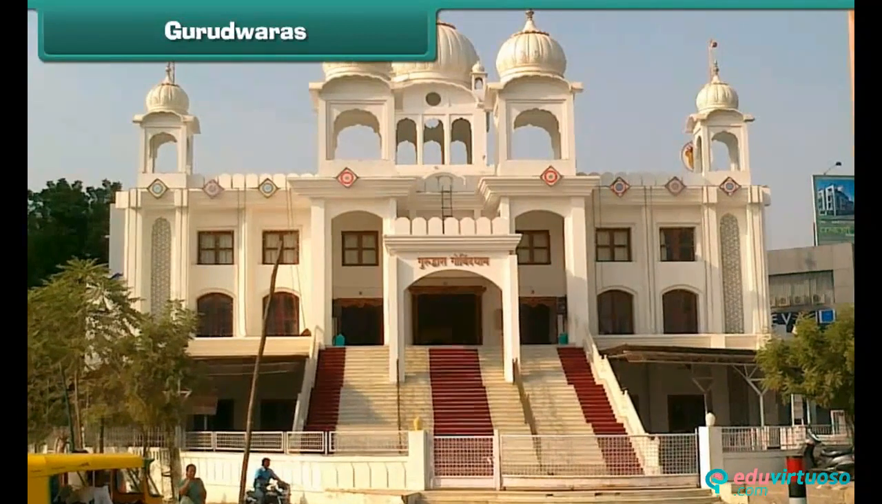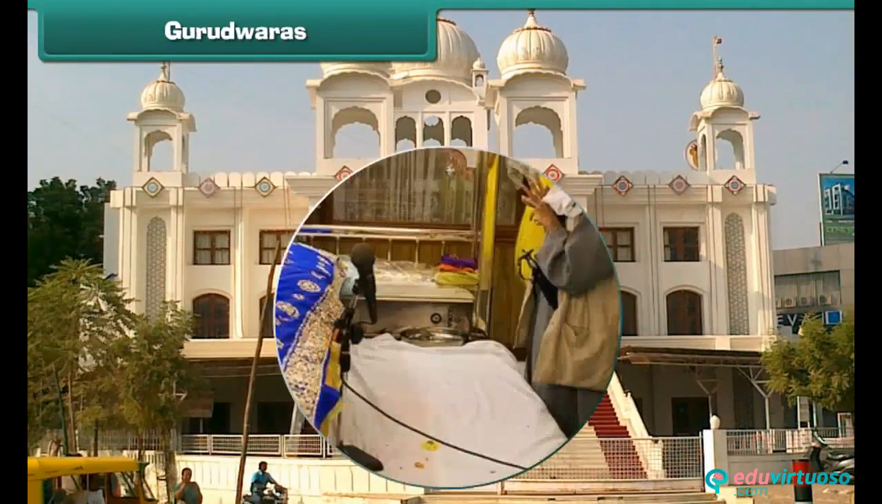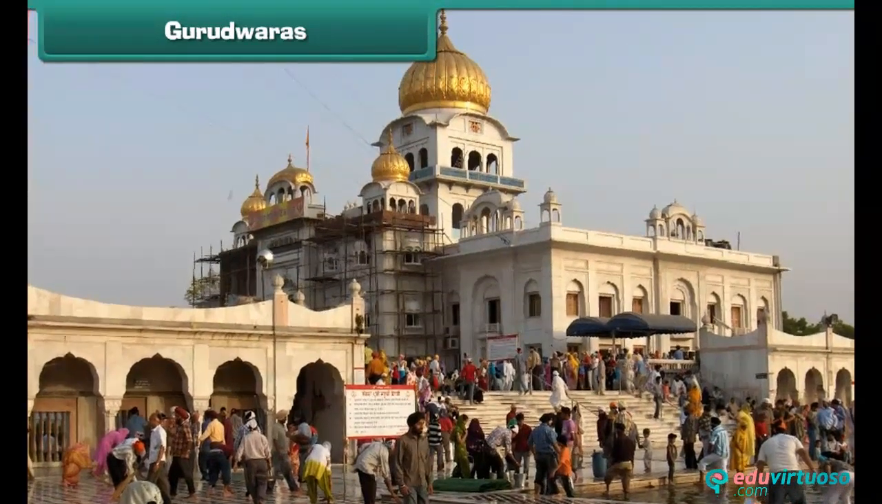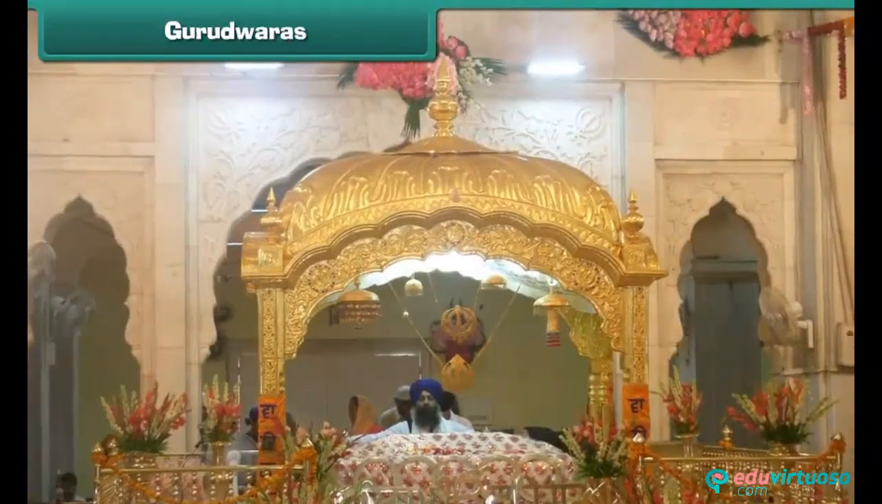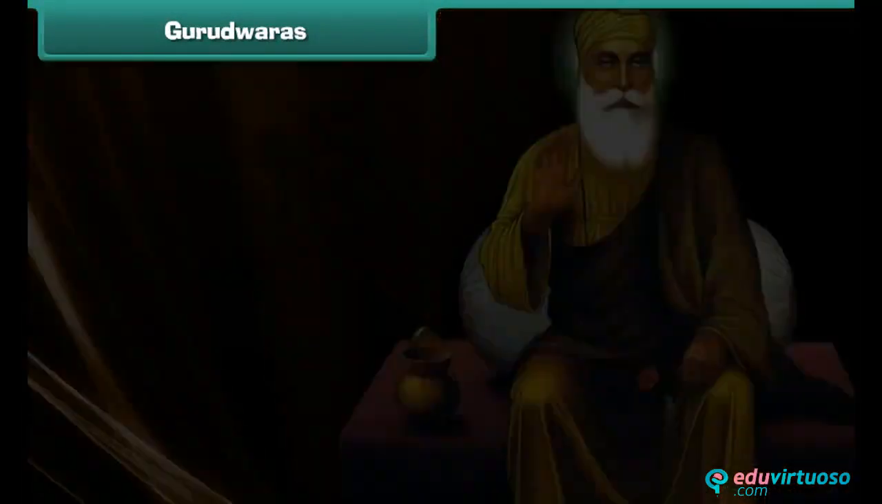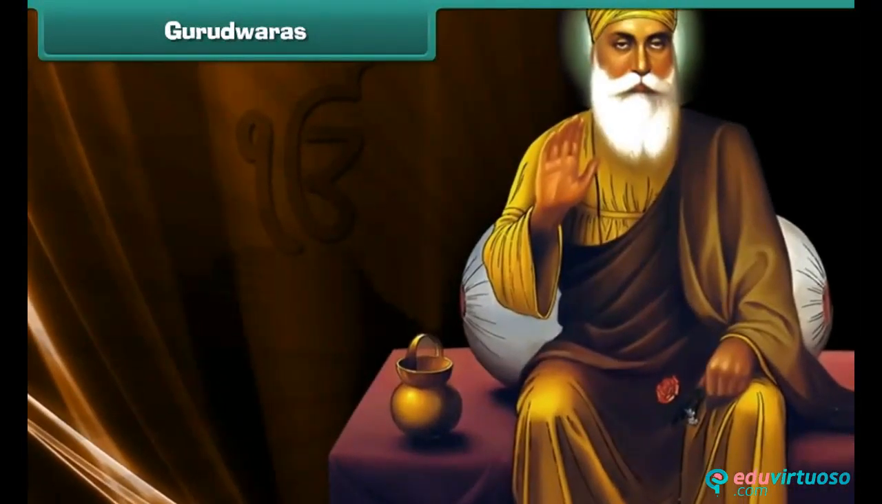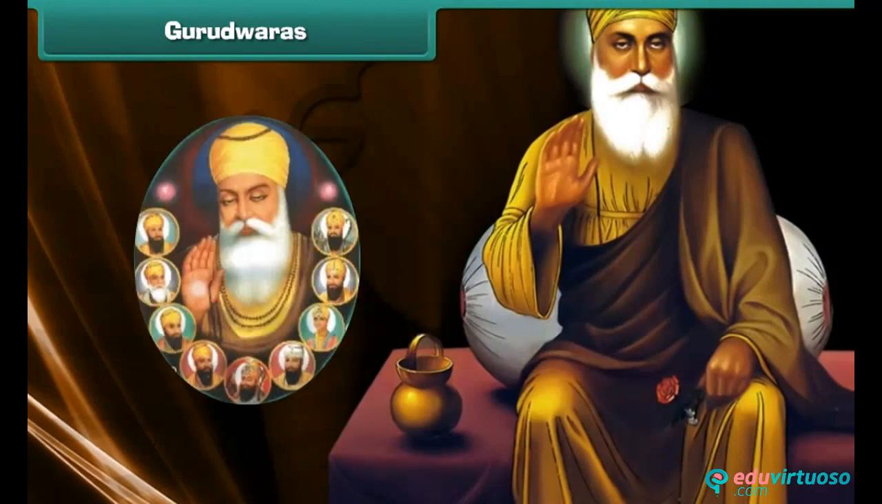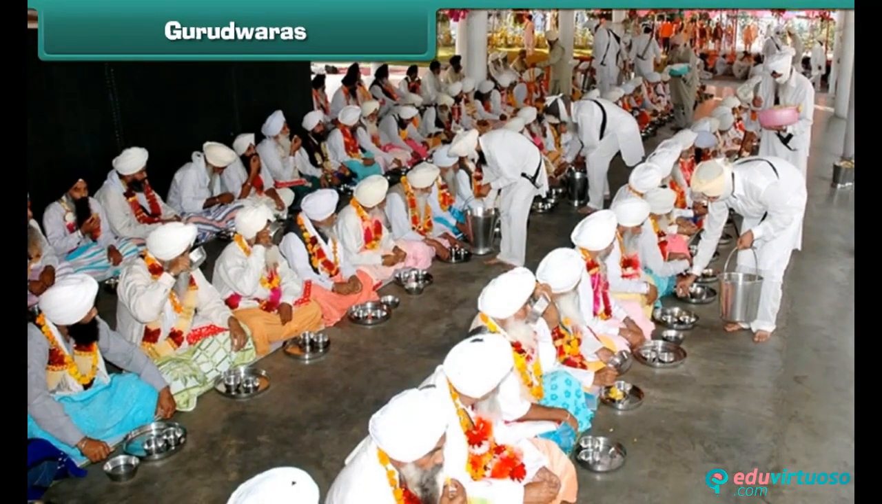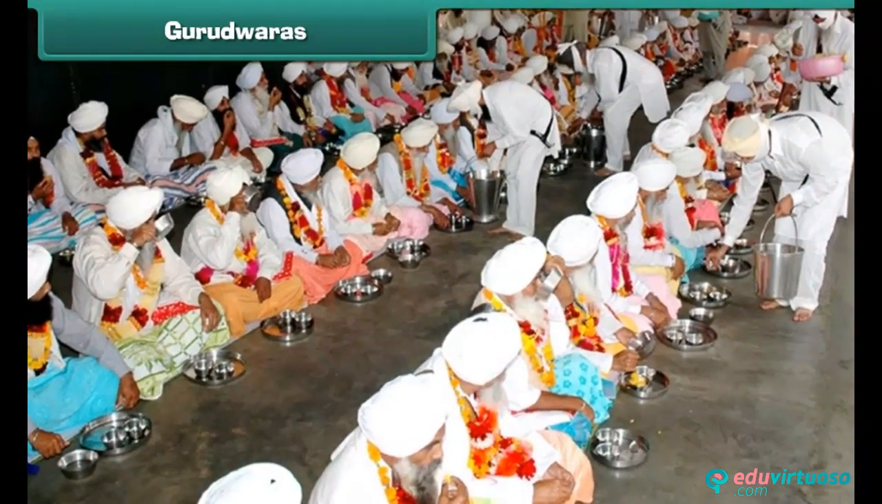Gurdwaras. Gurdwara is the place of worship for Sikhs. Guru Granth Sahib is the holy book. Sunday is a special prayer day. On this day, Sikhs visit Gurdwaras and worship the Guru Granth Sahib. Sikhs pray to Guru Nanak, their first guru, and 9 other gurus. Sikhs do not worship idols. Gurudwaras are identified by Nishan Sahib. Gurudwaras hold langars to feed the poor and the hungry.